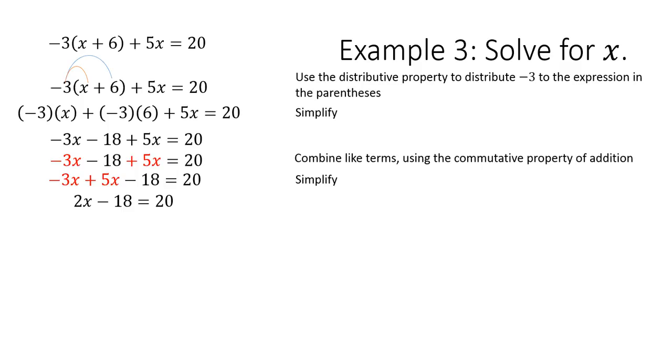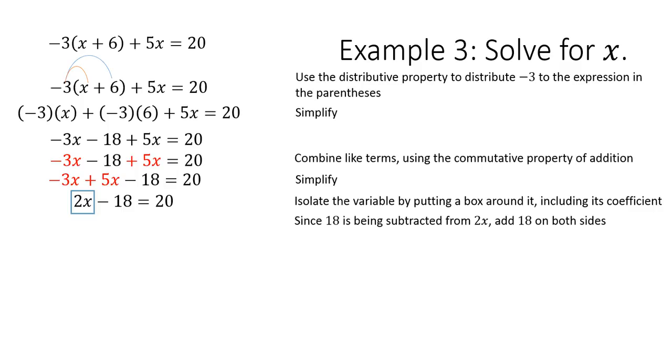And from here, it's just a two-step equation that you should be familiar with solving. So I'm going to isolate the variable by putting a box around it, including its coefficient, which in this case would be 2. So I'm going to put the box around the 2 and the x. And then since 18 is being subtracted from 2x, I'm going to add 18 on both sides. And then I'm going to bring 2x down, and then I'm going to simplify. Negative 18 plus 18, that's 0, and then 20 plus 18, that's 38.